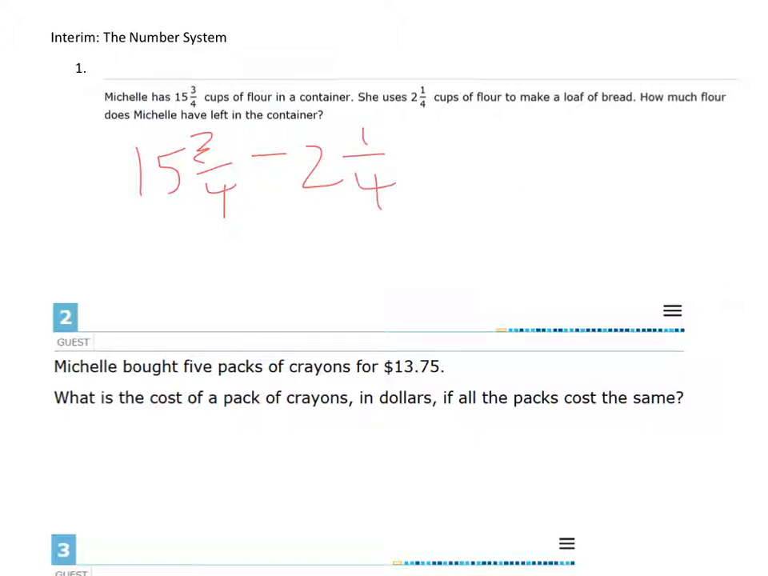We want to make sure that we have a common denominator, which is 4, and now we can subtract. We can subtract the two fraction values, 3 minus 1, which leaves us with 2/4, and then we could subtract the two whole numbers, 15 minus 2 is 13. So we have 13 2/4 or 13 1/2, which would be our reduced fraction.